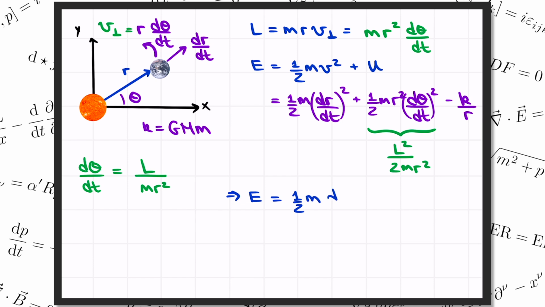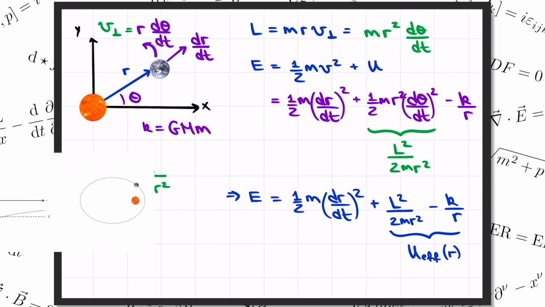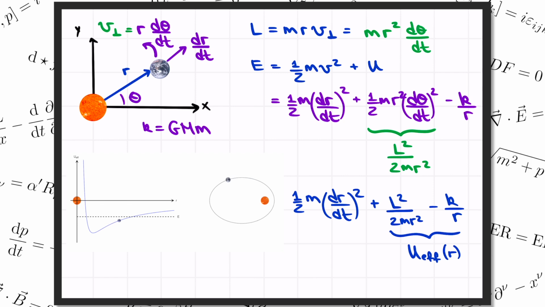Then our energy looks like the standard energy of a particle moving in one dimension with coordinate r. Except that the potential is not just the gravitational potential. There's this extra term L squared over 2mr squared that's added to it. We call this combination the effective potential. And in my last video, I showed you how we could use the shape of the effective potential to predict the shape the orbits will take just by drawing the picture of the effective potential. If you want to learn how that works, you should watch that video if you haven't already. Again, I'll link it up in the corner.